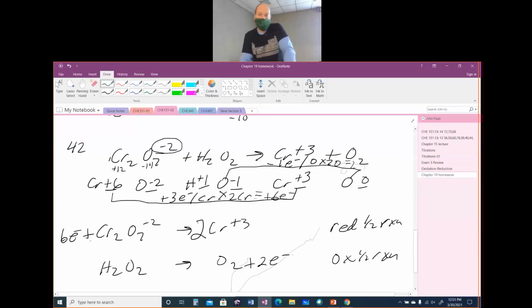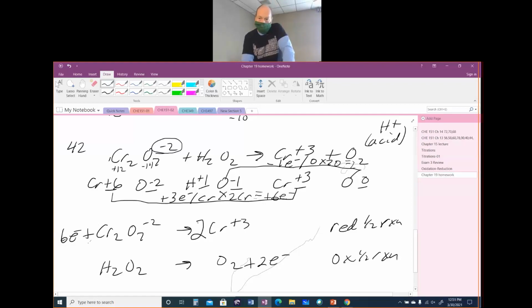All right, so now we have balanced our oxidation numbers using electrons. Now we have to balance the charge. The problem says that we are in acid, and the problem will tell you that, in acid or acidic. That means that we are balancing the charge with H+.